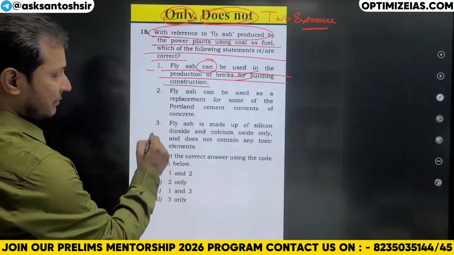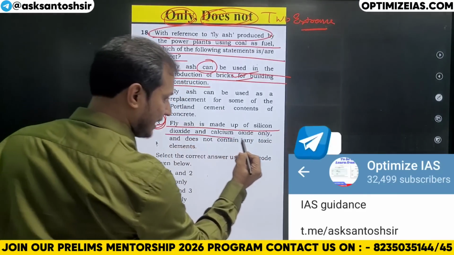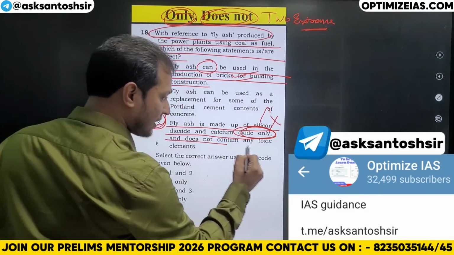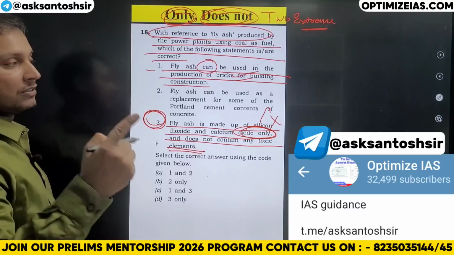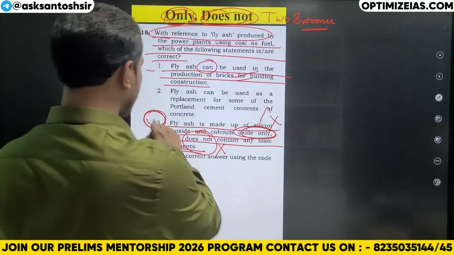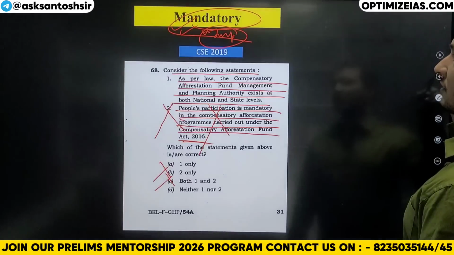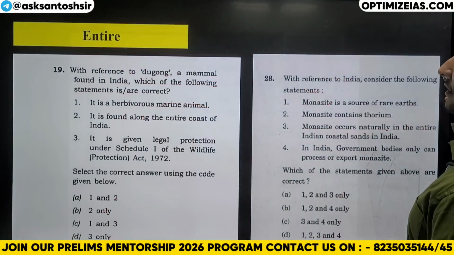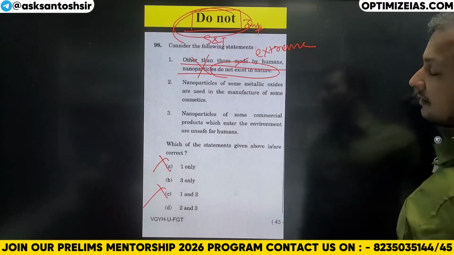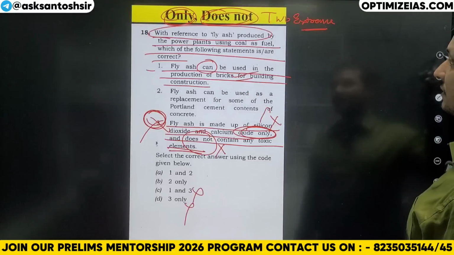Let us read statement 3. Fly ash is made up of silicon dioxide and calcium oxide only. Only. And does not contain any toxic elements. Does not. Remember guys, does not. We have already discussed "does not". So this will be incorrect. Let me just show you. If you remember, we have discussed this "does not". You can see "do not exist". Okay, "does not", "do not". So these are very popular in the UPSC Prelims examination.